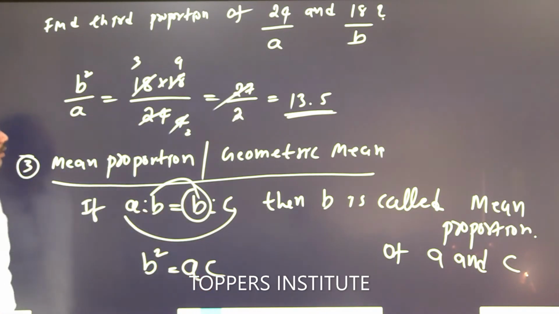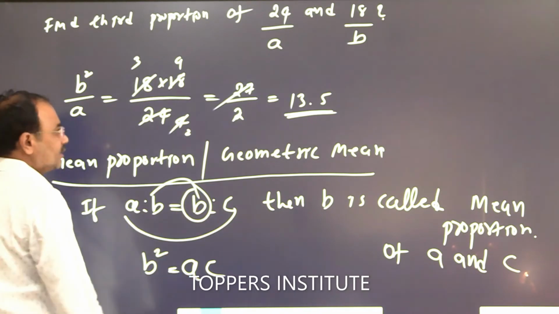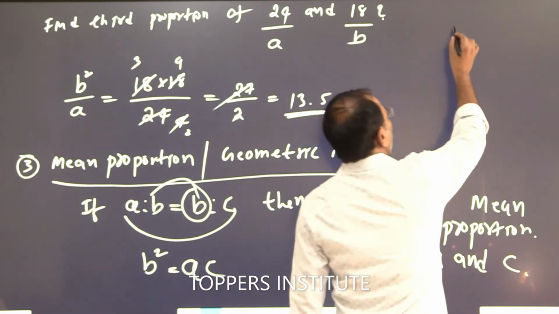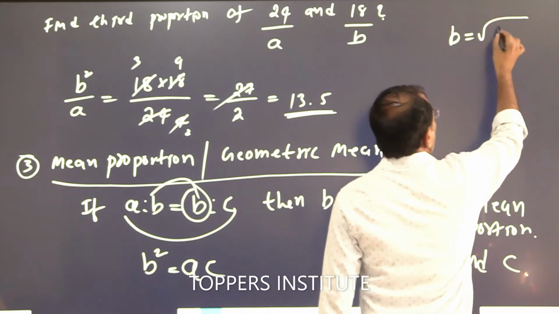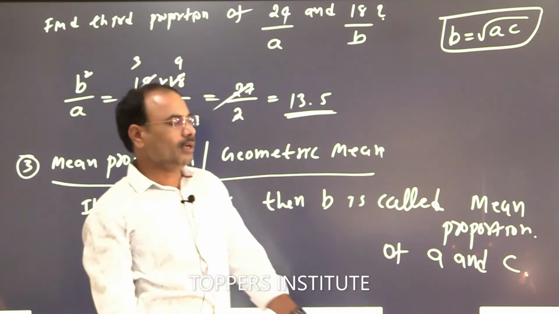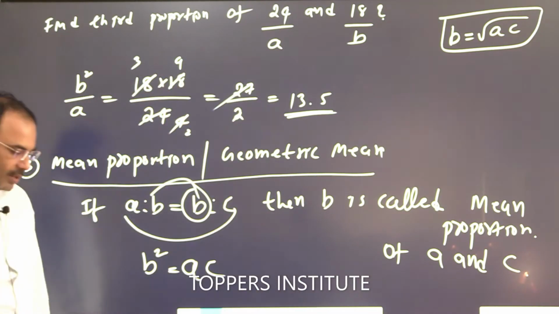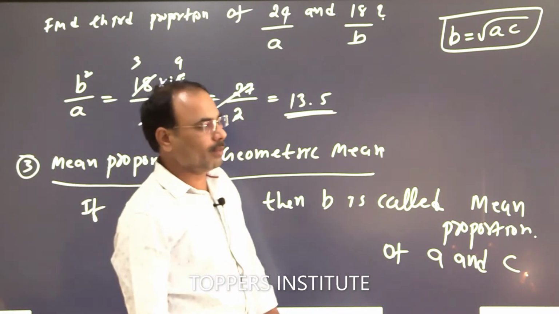Product of extremes is equal to product of means. First I take product of means, that is B into B, B square, A into C, AC. B square is equal to AC, then B is equal to what? Root of AC. B is equal to root of AC. So this is a mean proportion of A and C. ఈ విధంగా మనం mean proportion of A and C ని డిఫైన్ చేస్తాం.